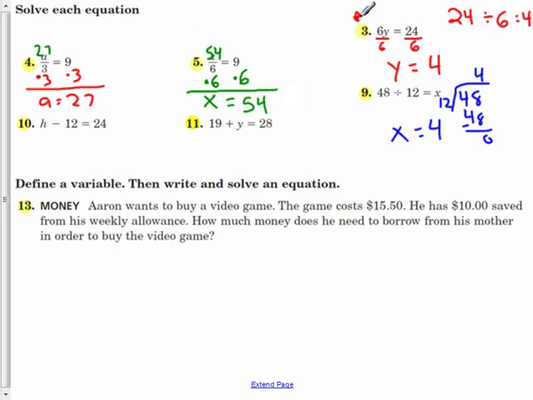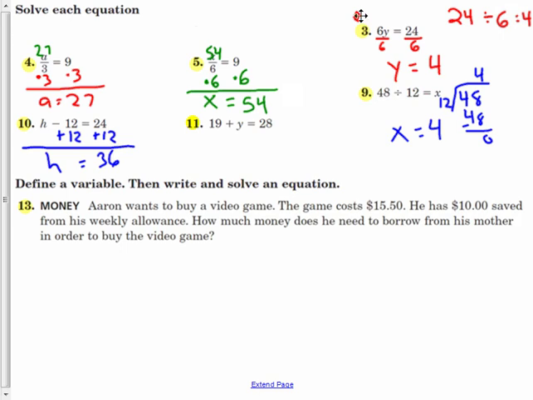A couple more examples here. h minus 12 equals 24. All right, I'm looking at h minus 12 equals 24. I want to get the h by itself, so I'm going to do the opposite of minus 12, which is plus 12. And anything I do to the left side, I know to do to the right side. So h minus 12 and plus 12 balance each other out, cancel each other out. I have 24 plus 12 equals 36. So h has to equal 36.